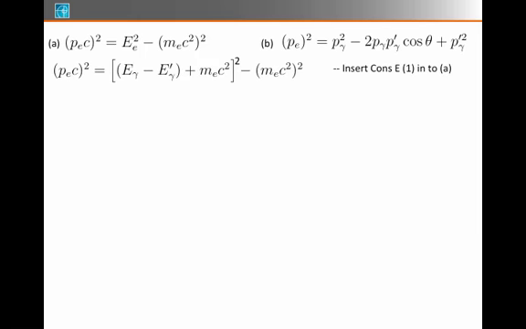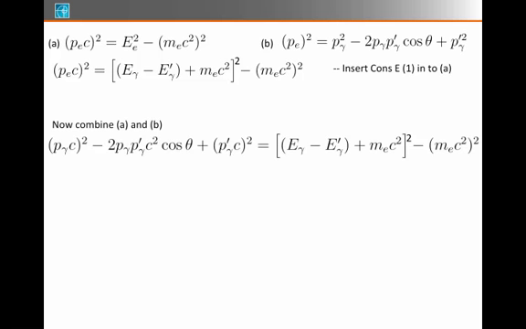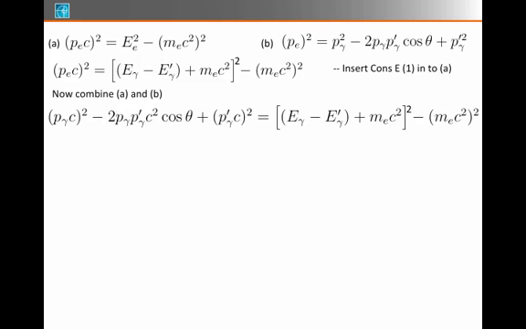If we insert the energy conservation equation number 1 from the previous page into equation A, then we have a way of getting rid of the electron energy in terms of just the incoming and the outgoing photon energies and the electron mass. Now we have two equations for the electron momentum squared, equations A and B, and we'll set them equal to one another and thus get rid of the electron momentum squared.